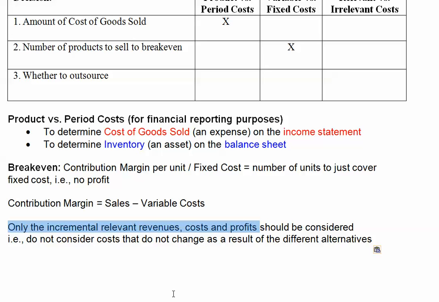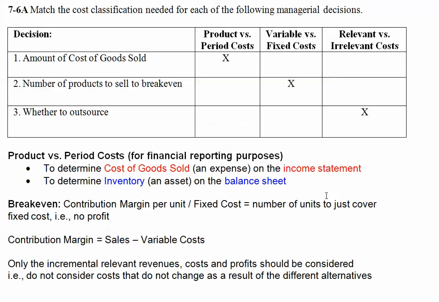And what's difficult about doing the incremental analysis is that you have to be very careful about costs that are irrelevant, i.e. sunk costs, i.e. the costs that do not change as a result of the different alternatives. So in this one, your answer would be relevant versus irrelevant. Arguably, you would want to know also your variable versus fixed, but this is more relevant to this type of decision.